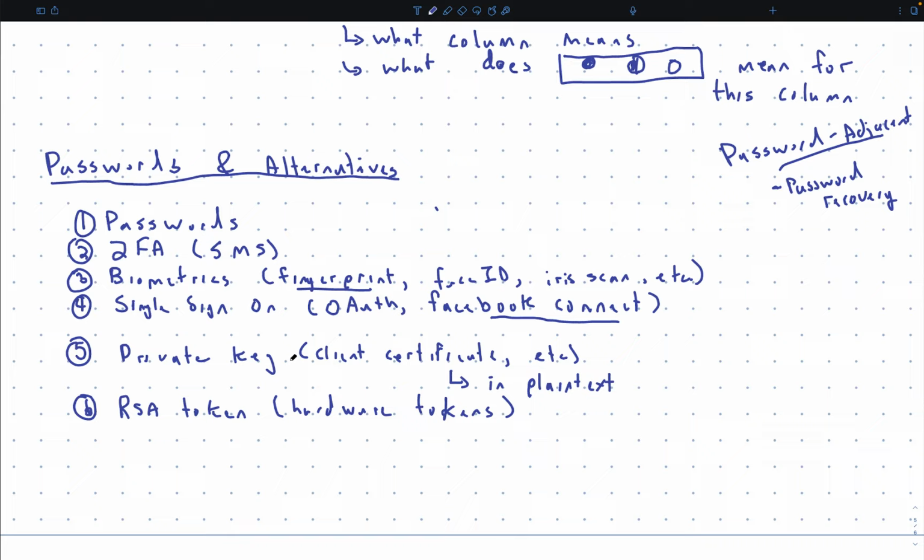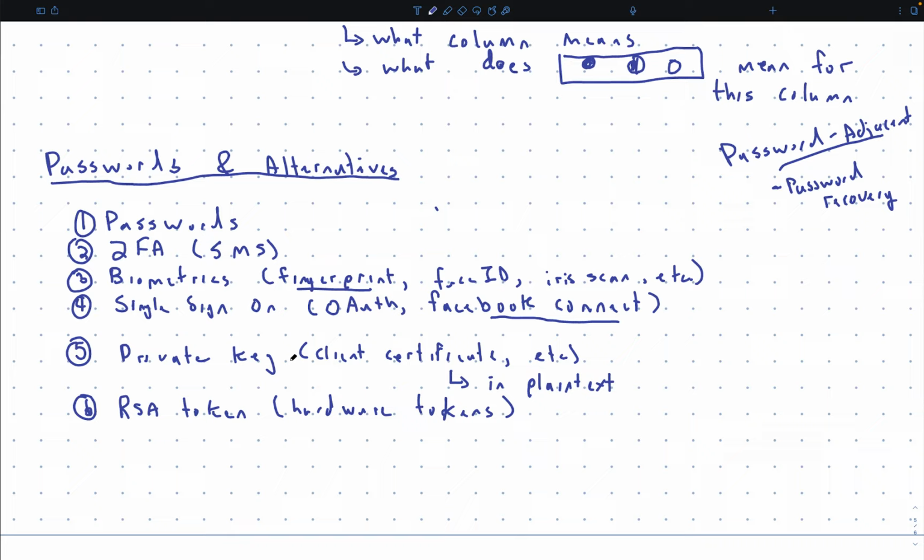Now the big difference is with SMS, first off, it's a completely different channel. So your username and password are going over HTTPS. Let's say the adversary somehow is able to intercept HTTPS. If you're getting the code also over HTTPS, then there's a chance that they can intercept that as well, right? So by getting it over SMS, you're getting it over a completely separate protocol. So that's sort of more secure in that sense.